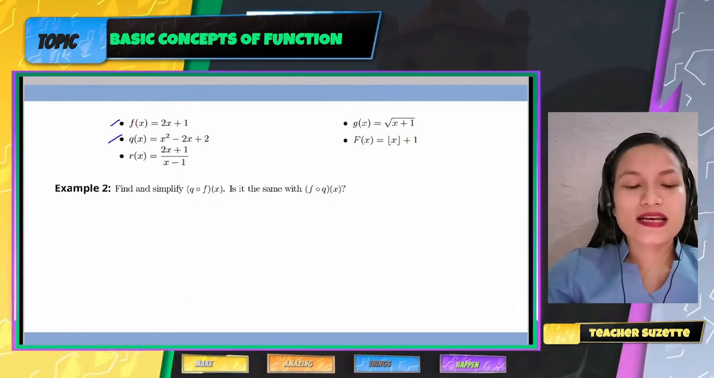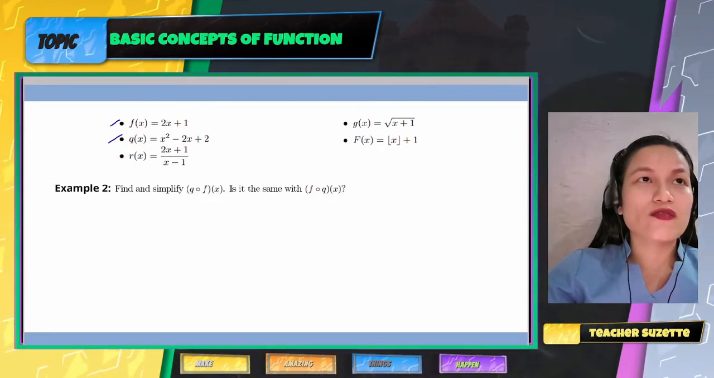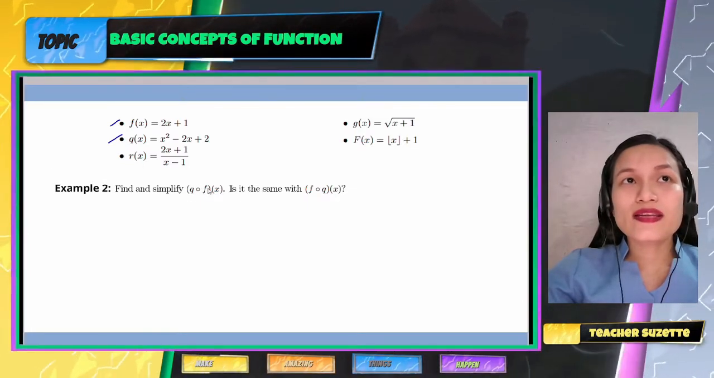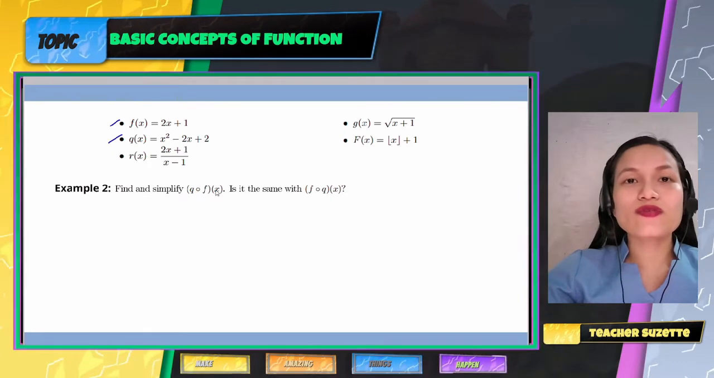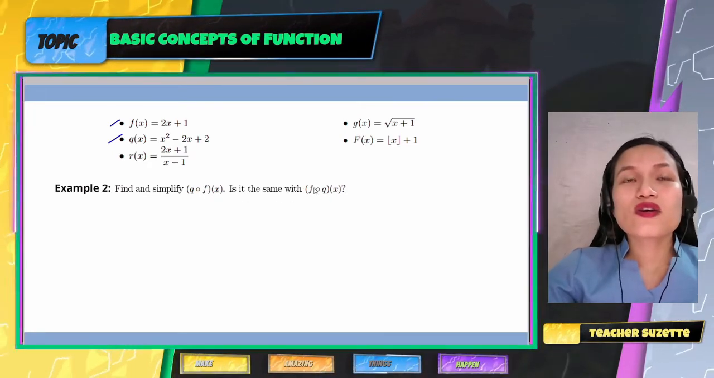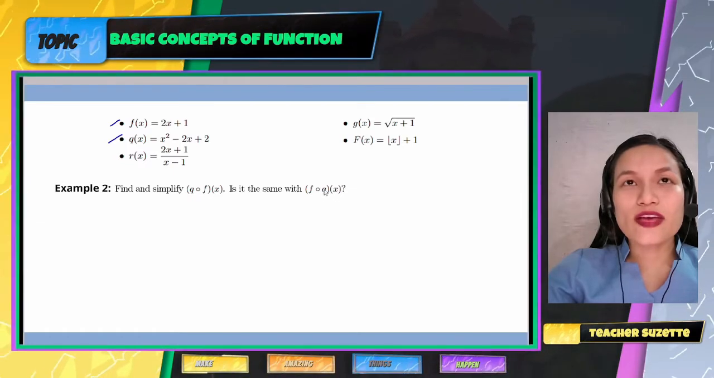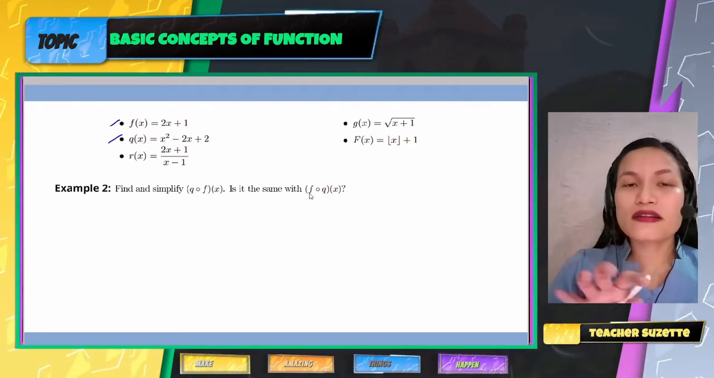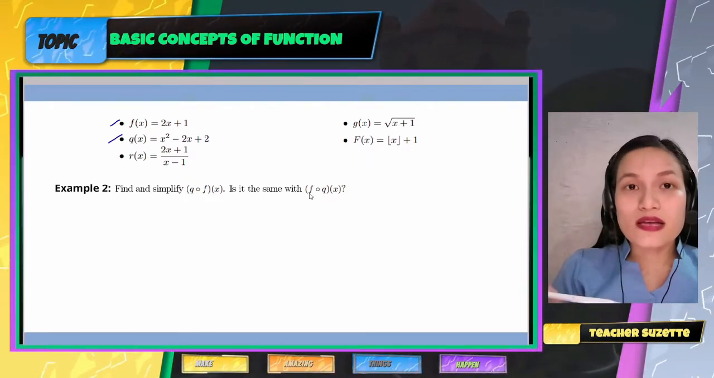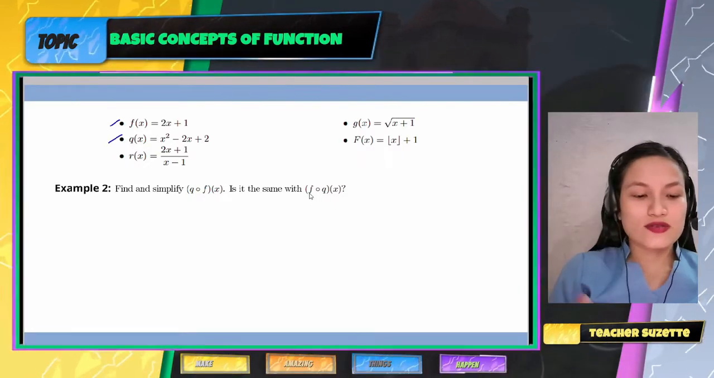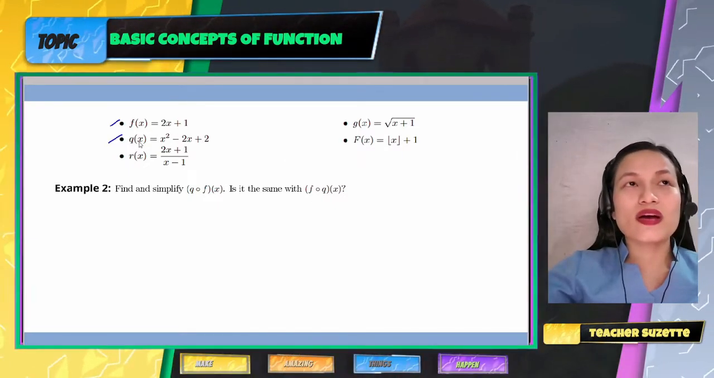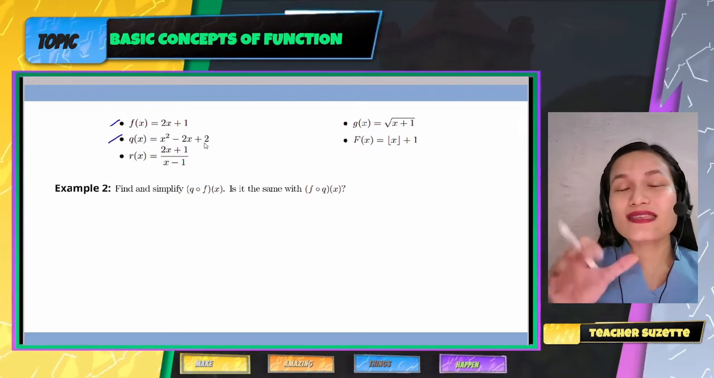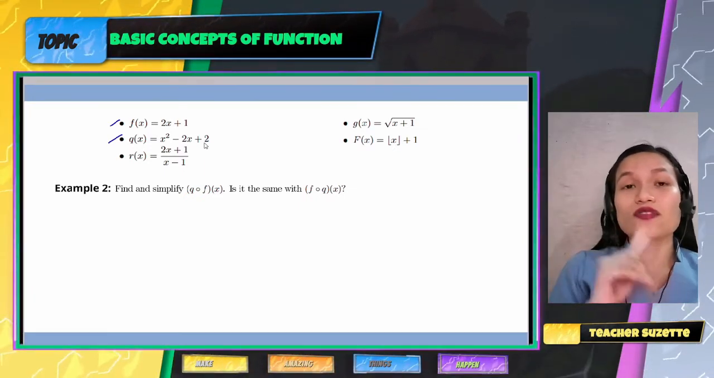Let's have this second example. In this second example, we are going to find and simplify first the composite function of q with f of x. Then we are going to find the composite function of f with q of x. So the locations of f and q are interchanged. Are their answers still the same? That is the question we are going to try to answer. Our f of x is 2x plus 1 and our q of x is x squared minus 2x plus 1. We will just substitute the whole function into the outer function.